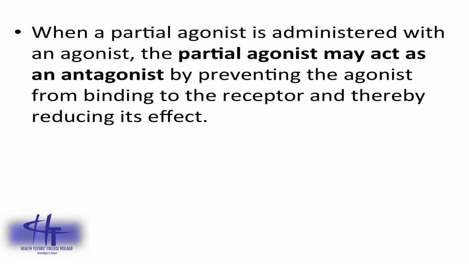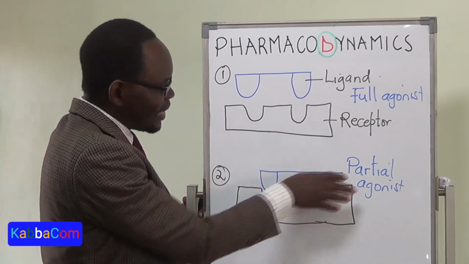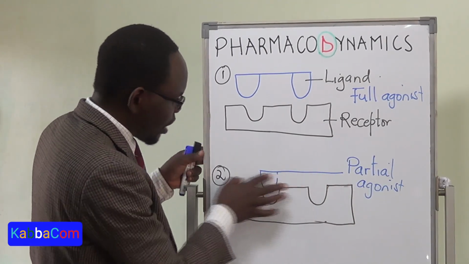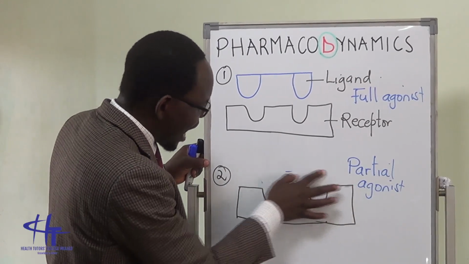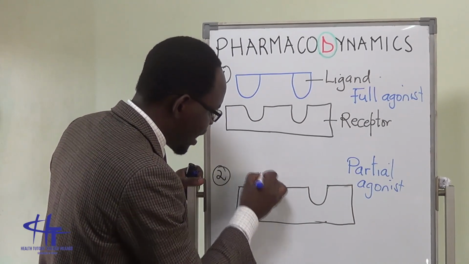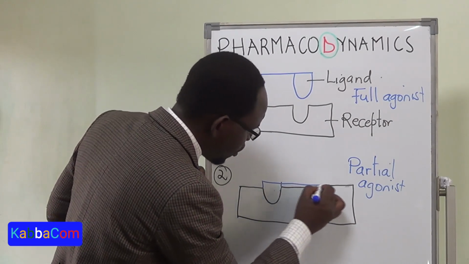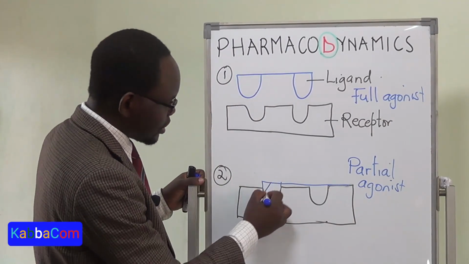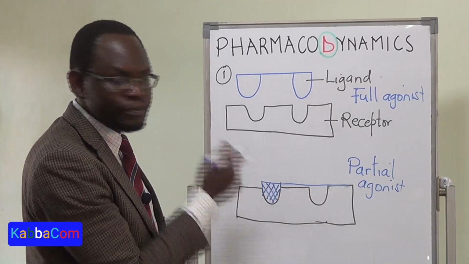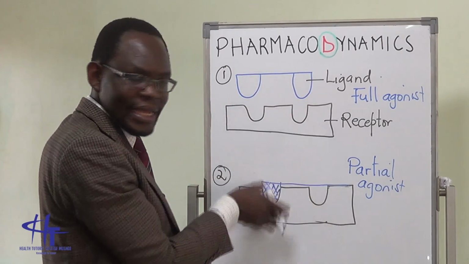This is what we mean: once this partial agonist sits, it ends up blocking. Once this agonist sits, it will sit in there like that, and it blocks the area. So it has sat, but it has even blocked this site. That basically means the full agonist will have nowhere to bind.